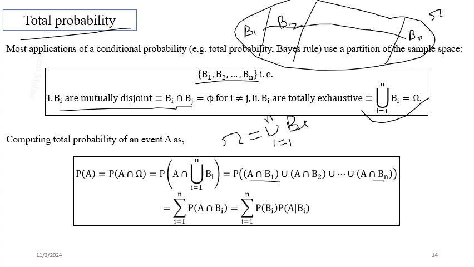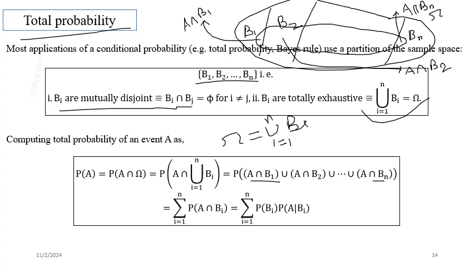In the sample space omega, you are having an event A. Call it A. So what is this one? This one is A intersection B1. What is this one? A intersection B2. Do you observe any common outcome between A intersection B1 and A intersection B2? Do you observe any common element? No. And this segment would be A intersection Bn.